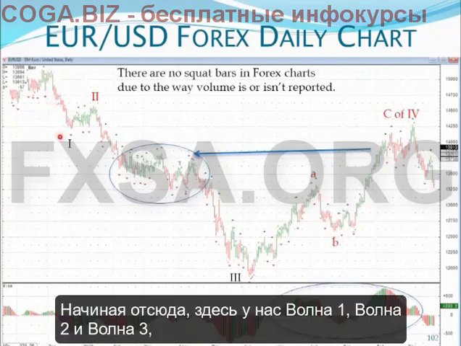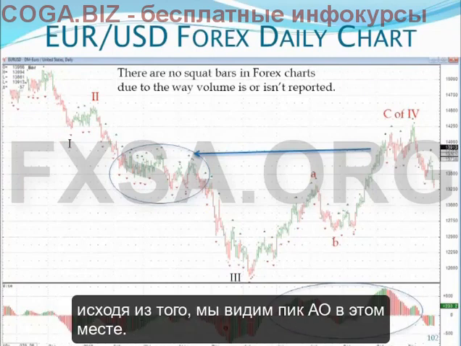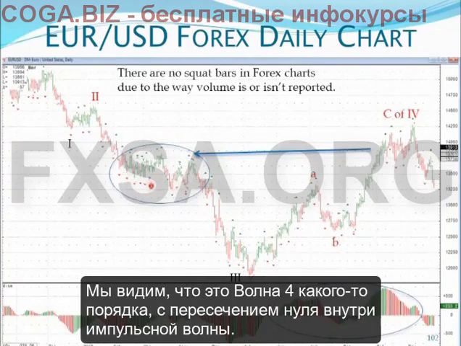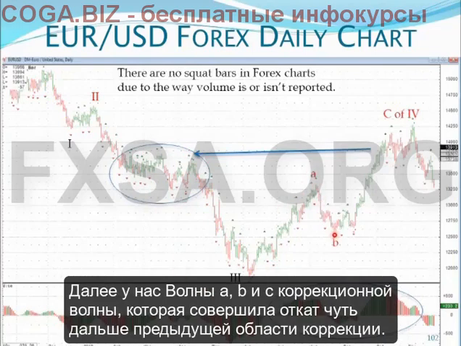So starting here, we have a Wave 1, a Wave 2, and a Wave 3 based on the peak at this point. We see that was a Wave 4 of some degree, crossing 0 within that impulse wave. We have an A and a B and a C corrective wave that pulls back a little bit further than the previous area of correction.